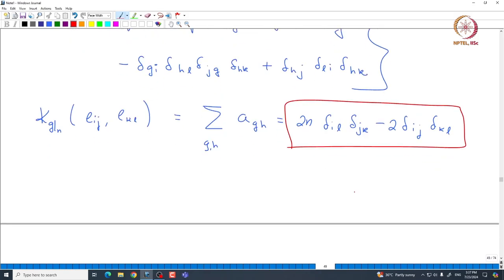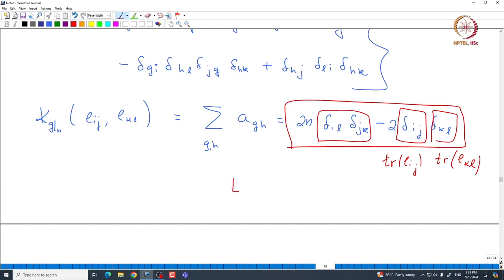Now if you think about it, what are these terms? These are basically some products of terms. This is the trace of EIJ, and this is the trace of EKL, because there is delta IJ, delta KL. If we take this thing, this is just the product. You can think of it as the product of EIJ, EKL, the trace of EIJ, EKL.